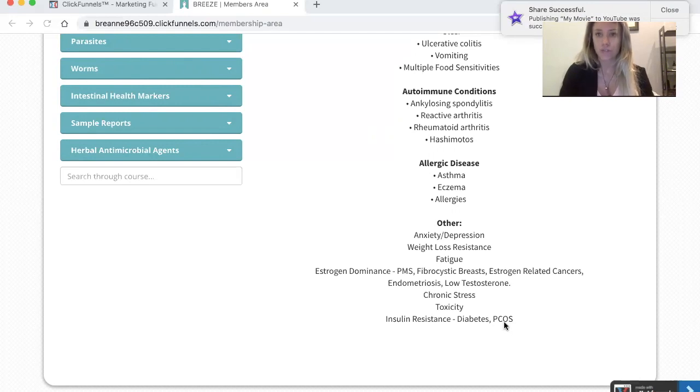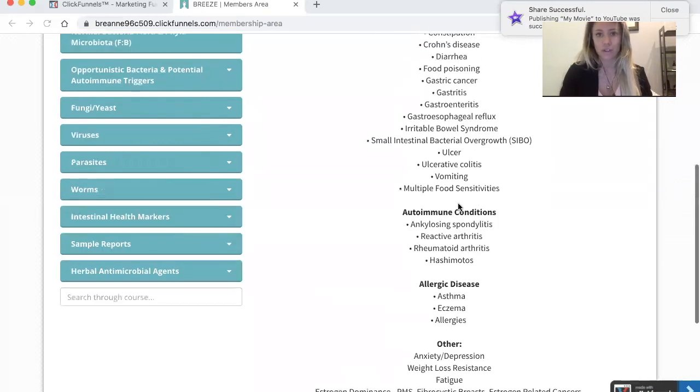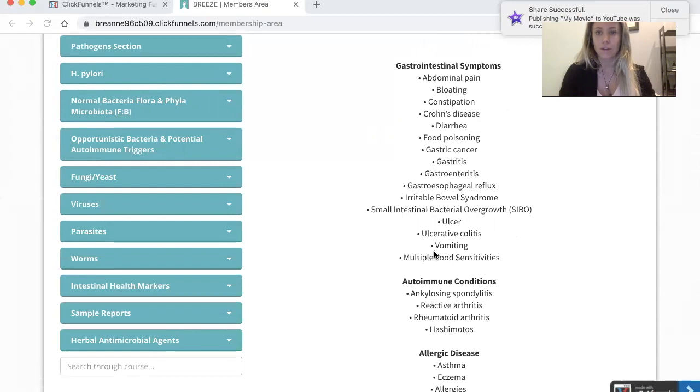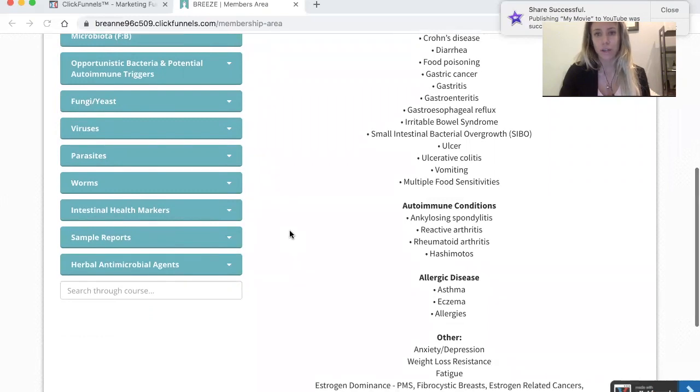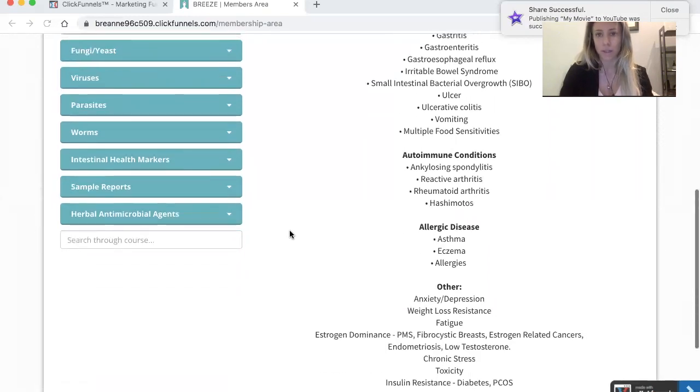So it's not just for gut health. It's not just for these gastrointestinal symptoms. It can be used in every single patient because the intestinal health markers here are so critical and impact so many variety of different organ systems in the body.